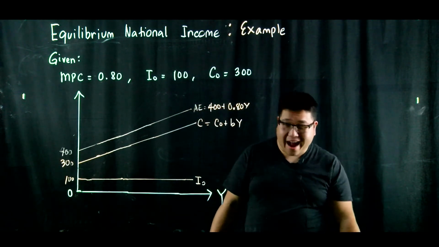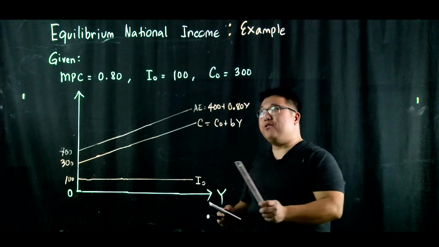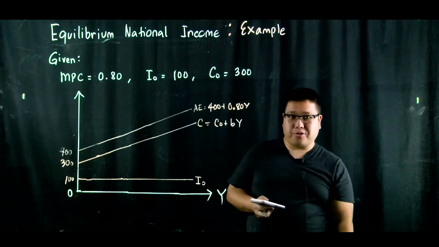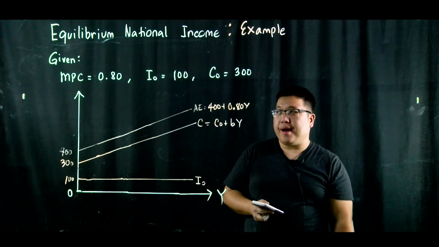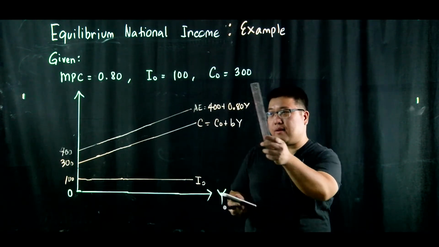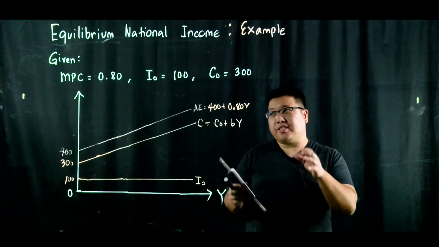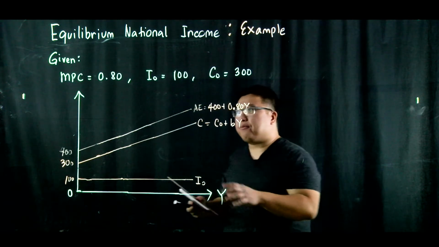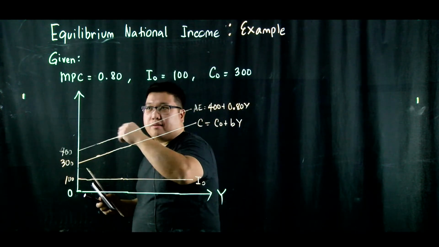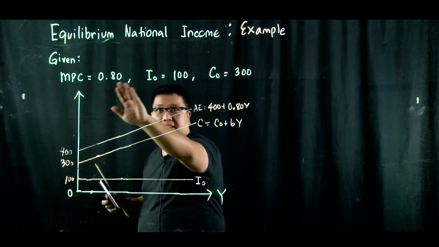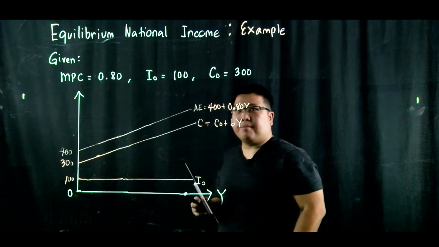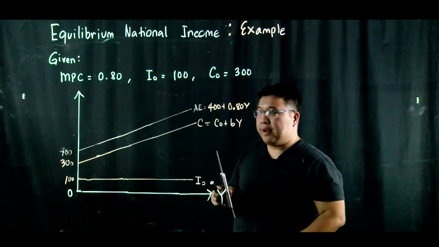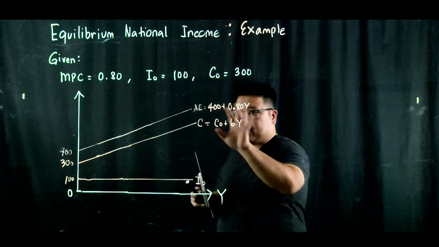I'm back, and for this video what we're going to do is compute equilibrium national income. And we have here the information that we need. It's similar to the problem that we worked on previously, all right? So we know from this information that marginal propensity to consume is 0.8, autonomous investment is 100, autonomous consumption is 300, and we have the graph right here.